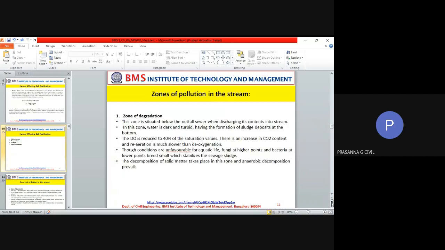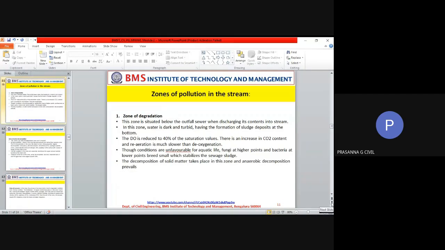Now, we have one more important topic called zones of pollution in a stream. This cannot actually be demarcated as, from here to here, it is going to be like this. No. It depends on all the other characteristics of the stream that we talked about earlier. How much oxygen is there? What is the quantity of organics being put in by the wastewater? What are the types of microbes present? What is the nature of the flow? Are there currents in the water? What is the temperature? All these factors will decide this.